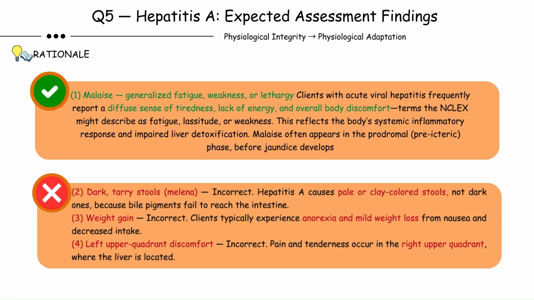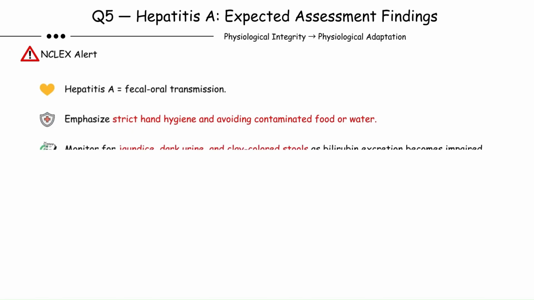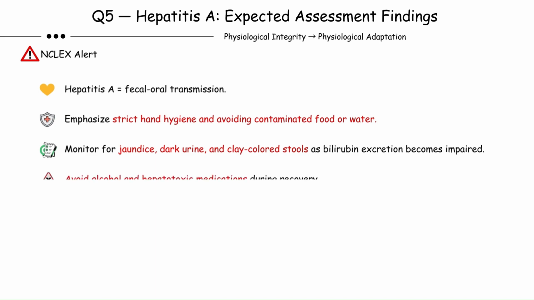Here are a few NCLEX alerts you want to remember. Hepatitis A spreads through the fecal-oral route, often from contaminated food or water. Teach strict hand hygiene. Watch for jaundice, dark urine, and clay-colored stools as bilirubin backs up. And make sure clients avoid alcohol and any hepatotoxic medications while the liver heals.